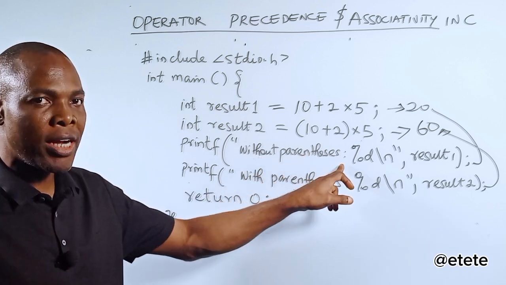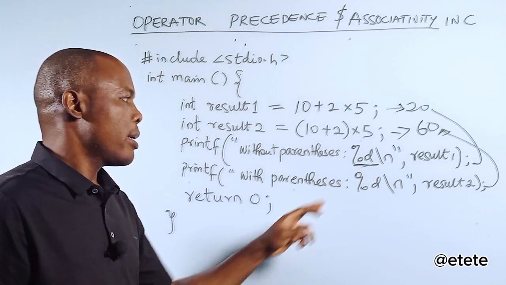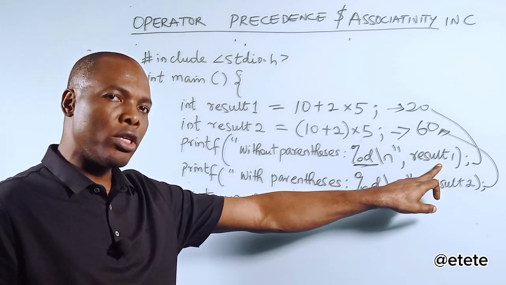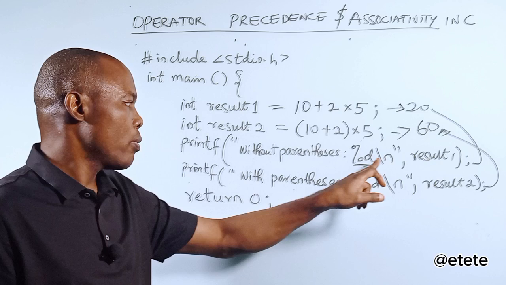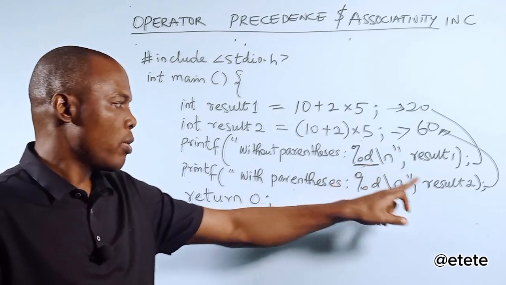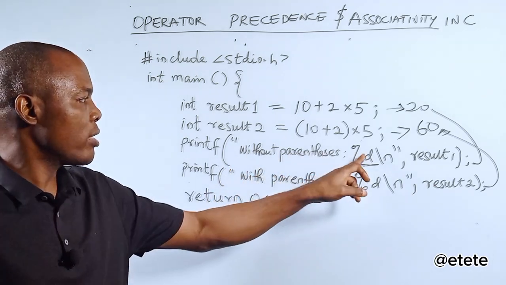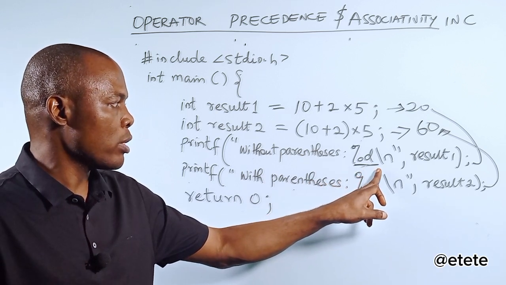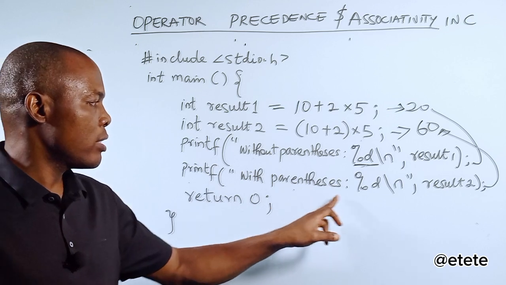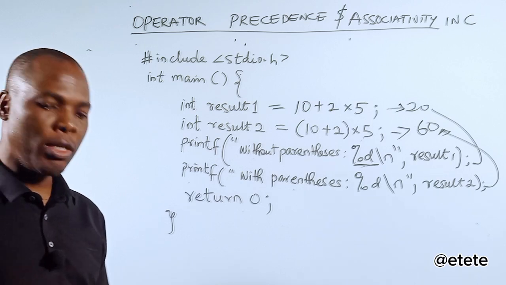These are string literals. This expression here is a placeholder. Whatever is gotten from result1, which is the memory location, will be assigned to this place. Whatever will be gotten from this will be assigned to this place. So this will print out without parentheses. It will give you the output as what? 20. With parentheses, it gives you the output as what? 60. That is what this will give you on the screen.